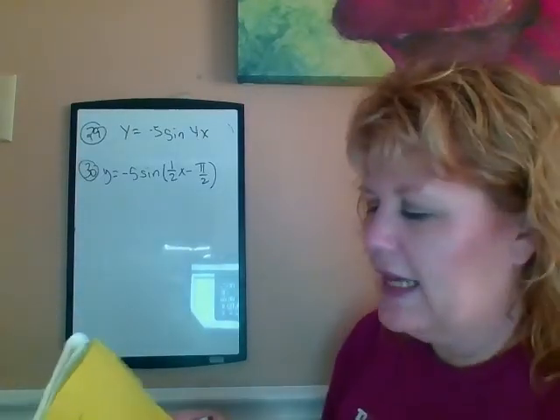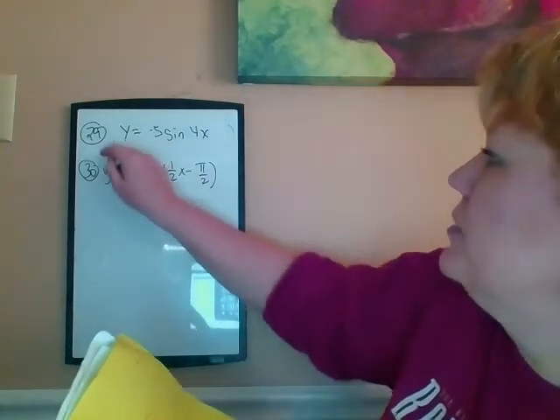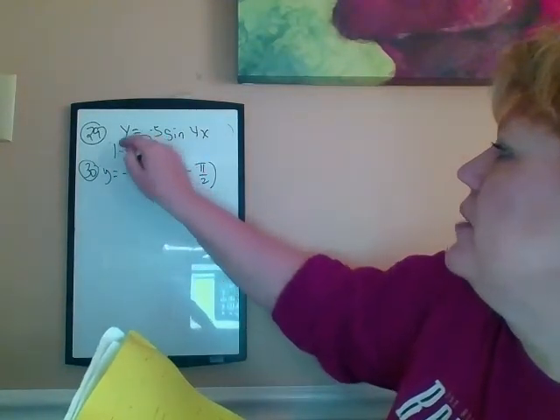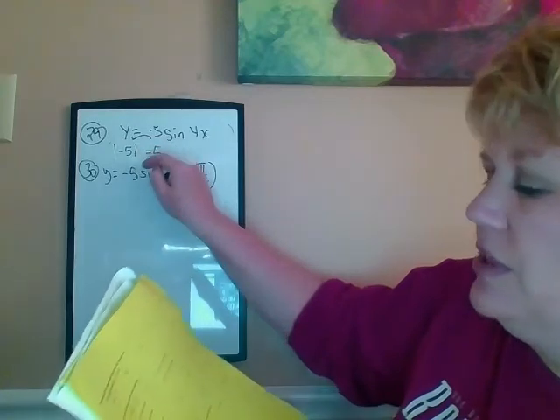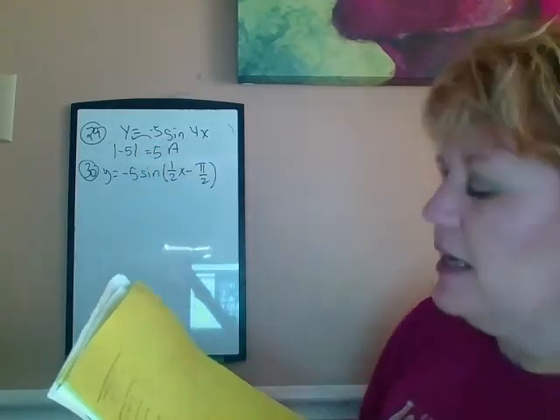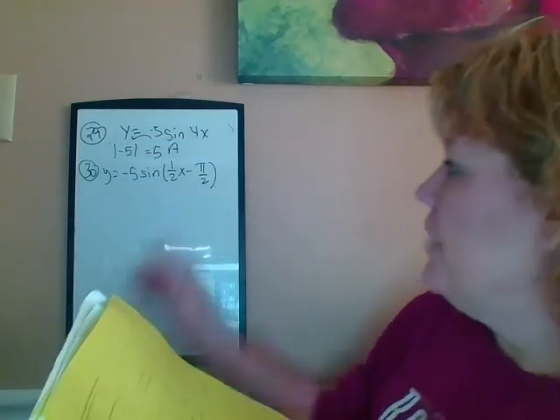Okay, 29 says find the amplitude. So there again, you're taking the absolute value of that number. So that amplitude is 5. So answer A.